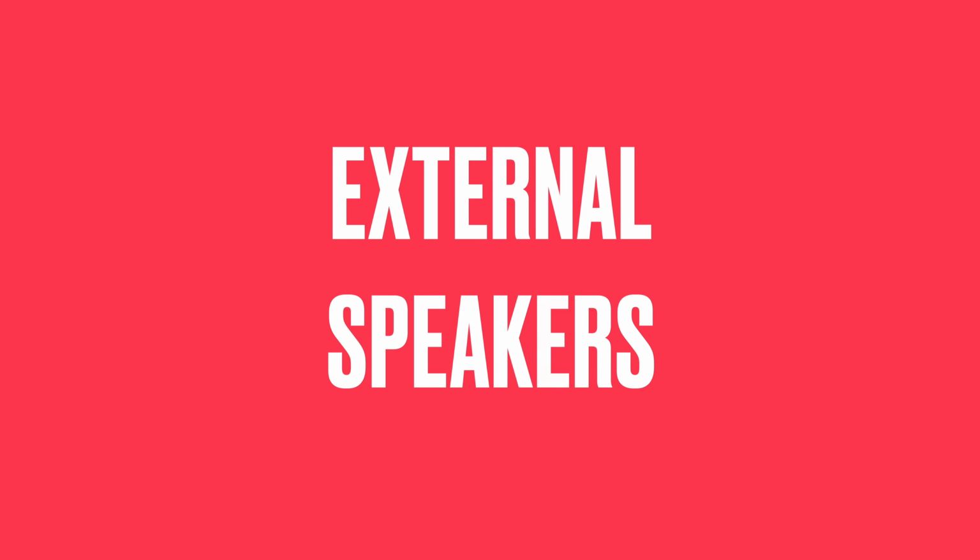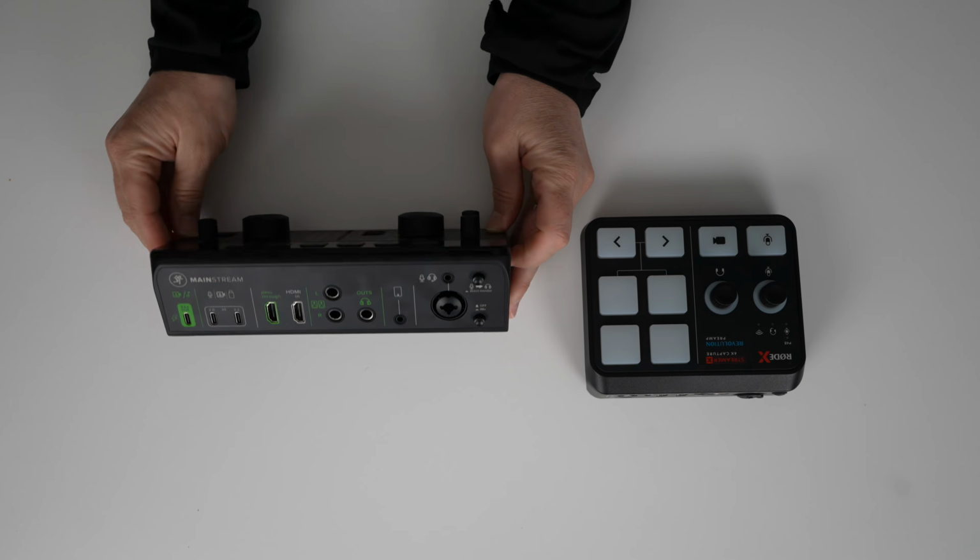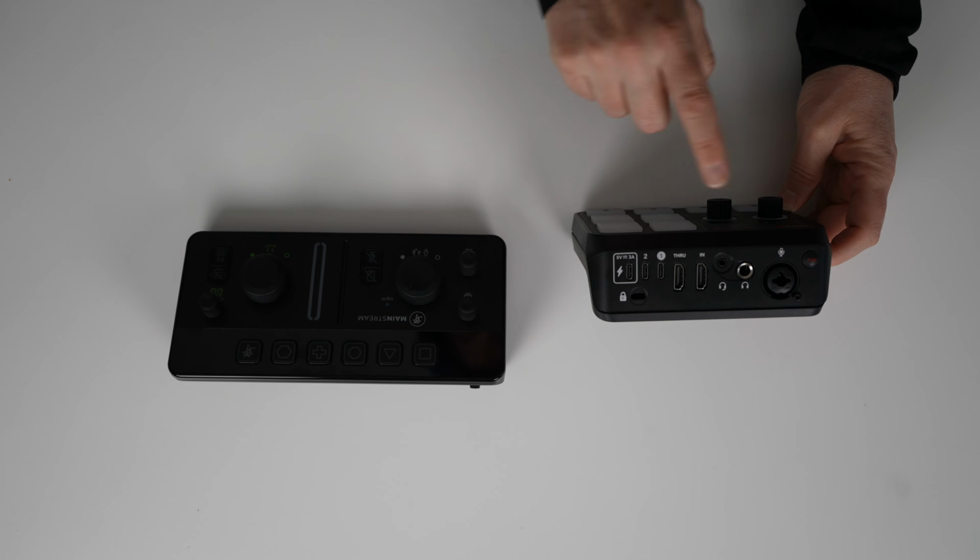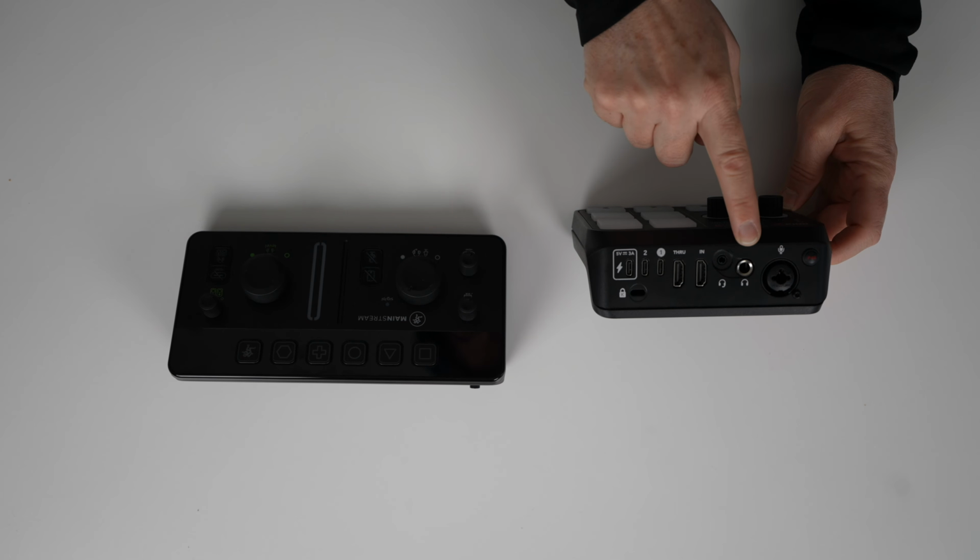Now, the other main difference between these two devices is that the Mackie Mainstream gives you the ability to connect speakers via a stereo out. That's a left and right stereo out. You can see that option right here. So the workaround on the Streamer X that I've been using is I'm just using that audio out port on the back.